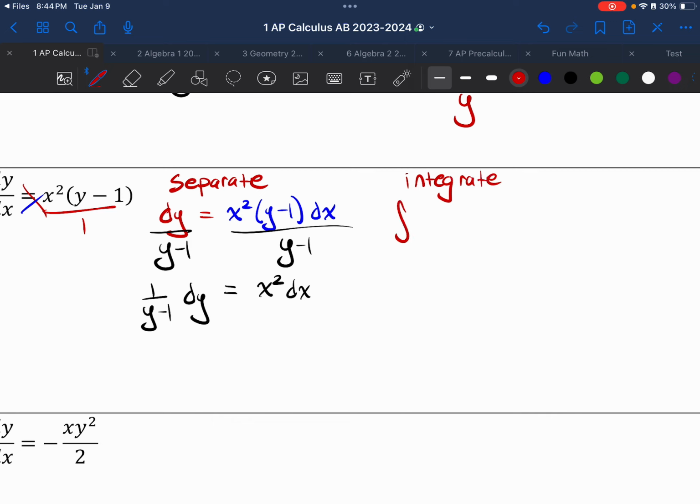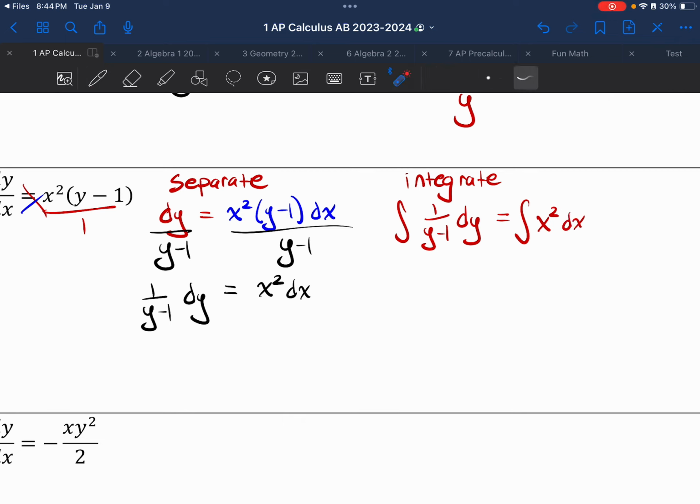I'm going to slap on some integral symbols here, and I'm going to keep this as 1 over y minus 1. I was debating whether or not I was going to deliberately fall into a trap. I don't want to. I just want to do it the fastest way possible now. We've fallen into it a few times, so you know what to expect. It's going to be x squared dx.